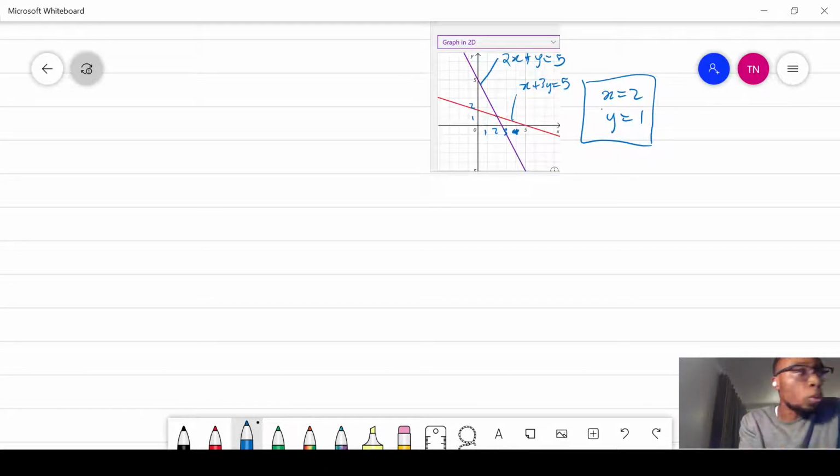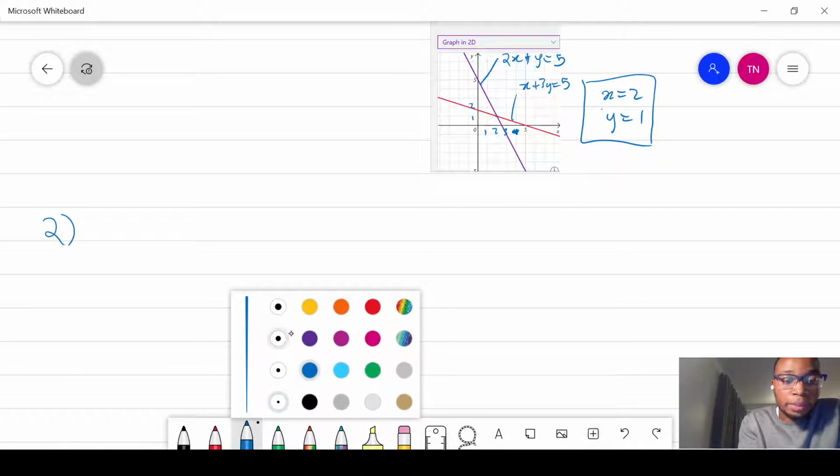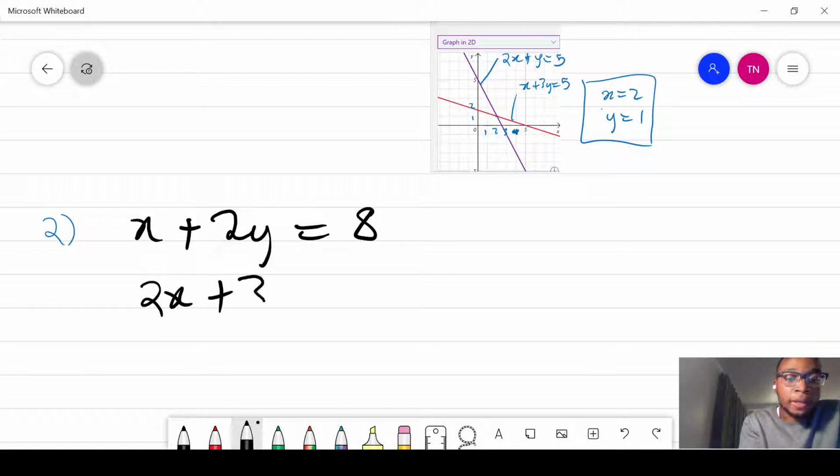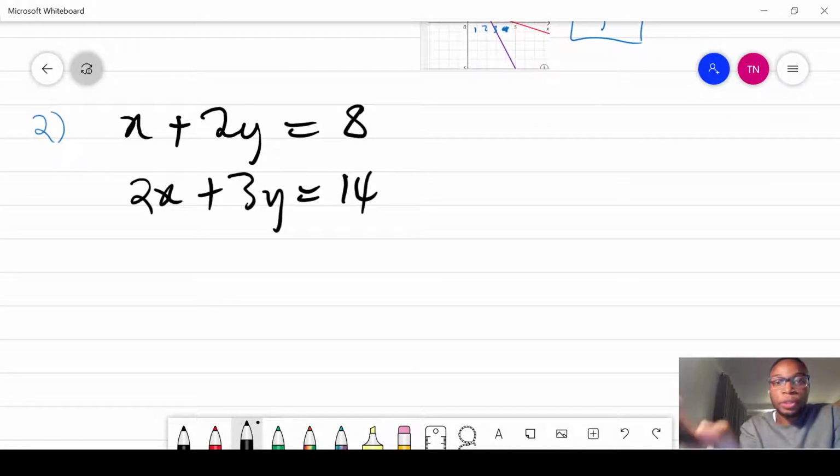So I'm going to take you through another example so that we could reinforce this. This would be example number 2, which is x plus 2y equals 8, and we have 2x plus 3y equals 14. So we're going to do it by substitution.